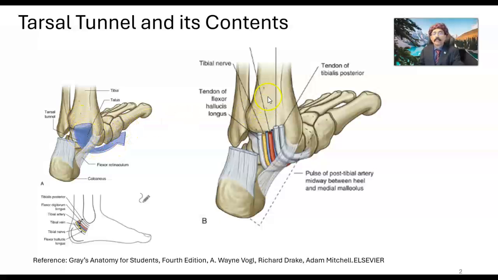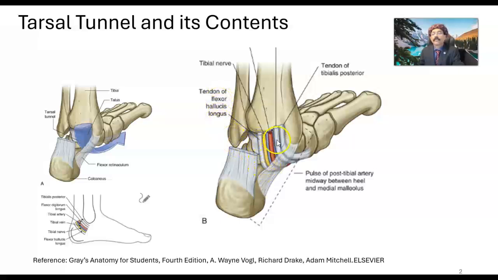Okay, so this is the tendon of tibialis posterior, then the tendon of the flexor digitorum longus, then we get the posterior tibial artery accompanied by the posterior tibial veins, almost like two venae comitantes. This is the tibial nerve. In tarsal tunnel syndrome, this nerve is compressed. Okay, tendon of flexor hallucis longus.